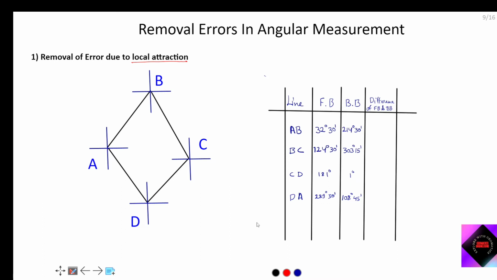For checking, we first have to calculate the difference of the bearings. So let's calculate it out. 32 degree 30 minute, and here 214 degree 30 minute. I am doing it roughly for one only. 214 degree 30 minute is greater, so the difference will be 214 degree 30 minute minus 32 degree 30 minute; the 30 minutes cancel each other out, and it comes to 182 degree. So I am writing 182 degree. Next one, if you do this, 178 degree 45 minutes.